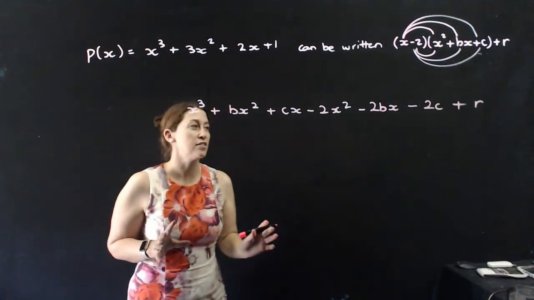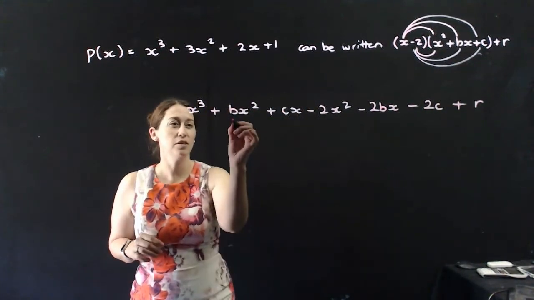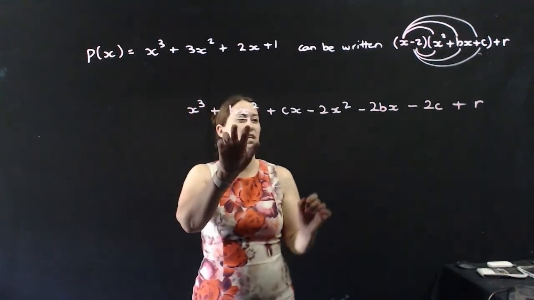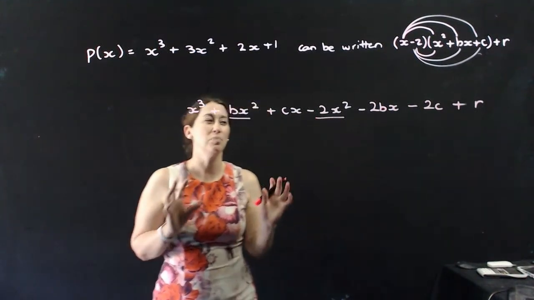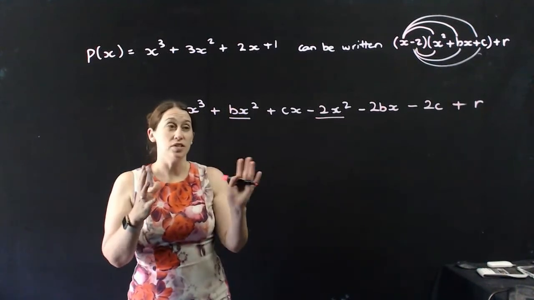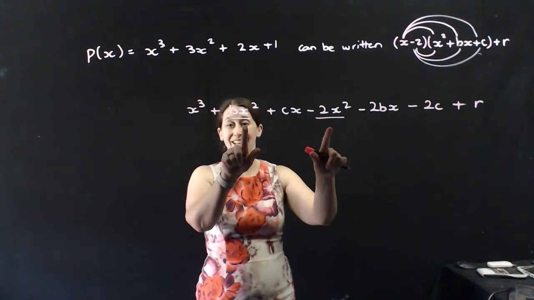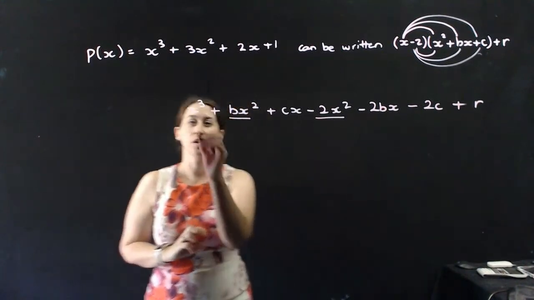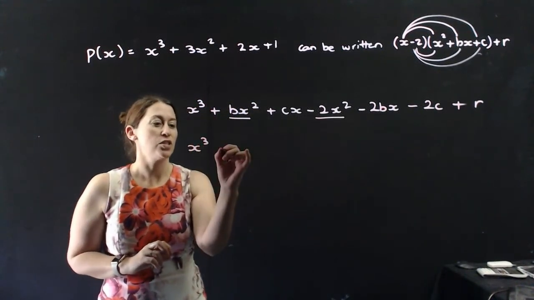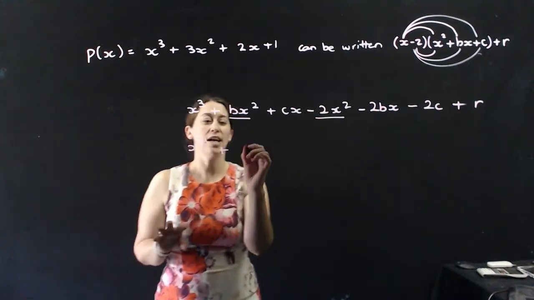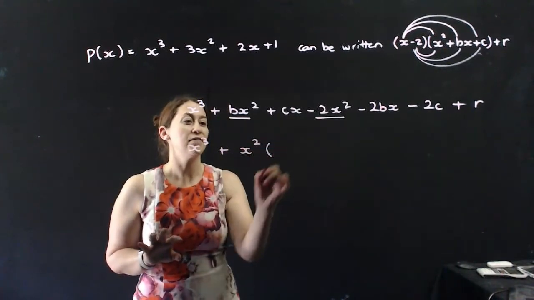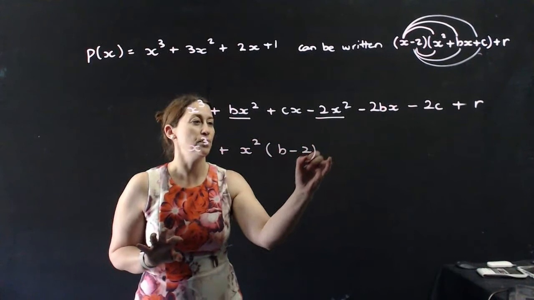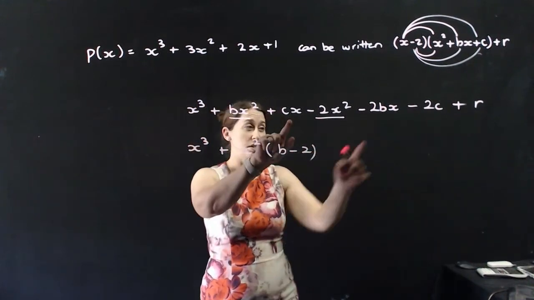I'm going to collect together some like terms. We do have some like terms. This is an x squared. This is also an x squared. But I have different quantities. So what I'm actually going to do is group them together and factorise them to pull the common factor between these two terms out. So I'll start with x cubed. If I look at just these two terms here, x squared is the common factor, and that's multiplied by b minus 2.